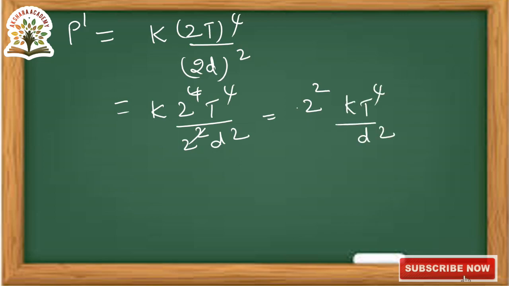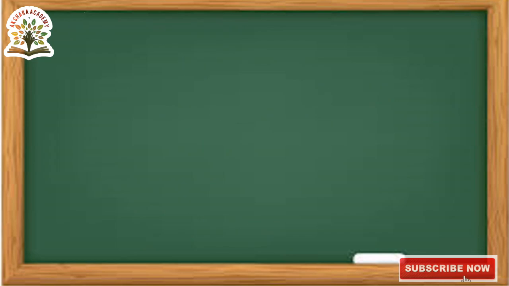This is already we know as P. So 2 square, how much? 4. 4P. Therefore P dash is equal to 4P. This is the final answer. Okay, next we will go to the next question.